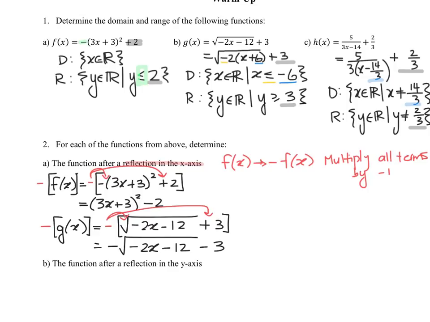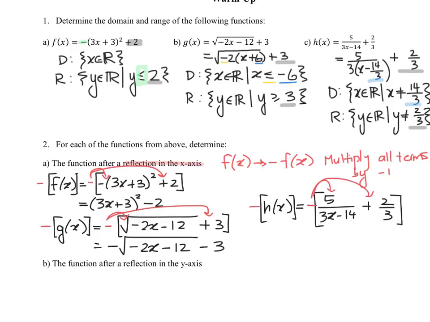Okay, and then my last example is h of x, which is equal to 5 over 3x minus 14 plus 2 over 3. Again, I'm going to put square brackets, and I'm going to multiply the entire function by negative 1. So I'm going to distribute my negative. So I have negative 5 over 3x minus 14, and then minus 2 over 3.